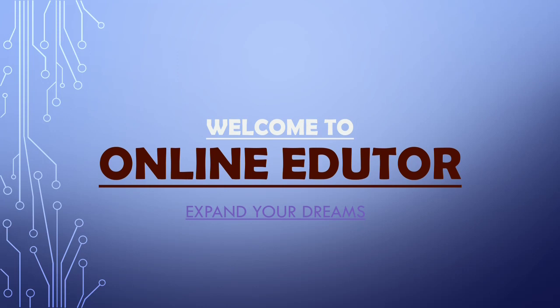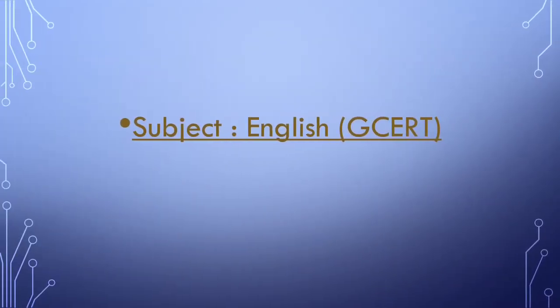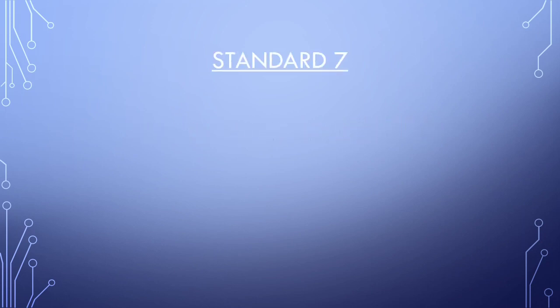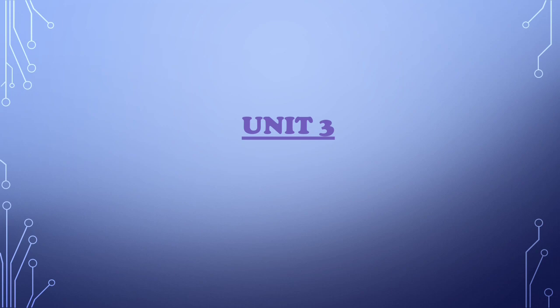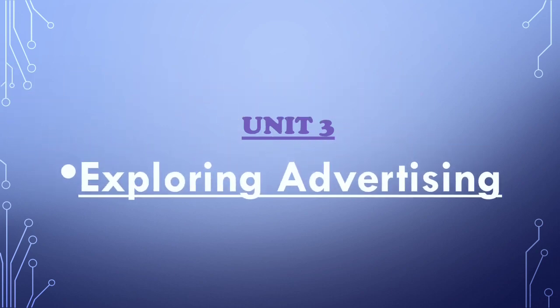So let's continue our chapter, and today's video is for subject English, which will be based on the book supplied by GCERT, that is Gujarat Council of Educational Research and Training, for Standard 7th. Today we are going to start unit number 3. We have completed unit number 1 and unit number 2. After units 1 and 2, we are going to start unit number 3, and the name of unit 3 is Exploring Advertising. In this unit we will be talking about advertisement.